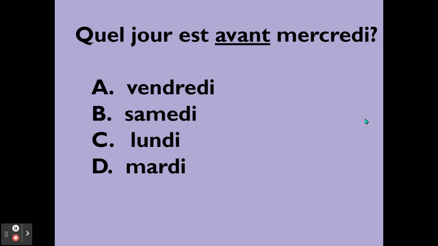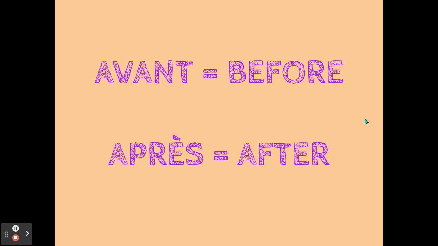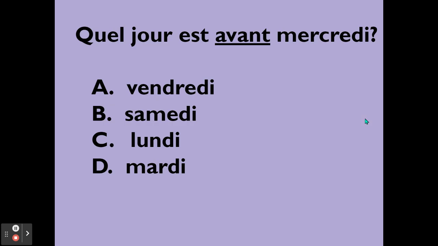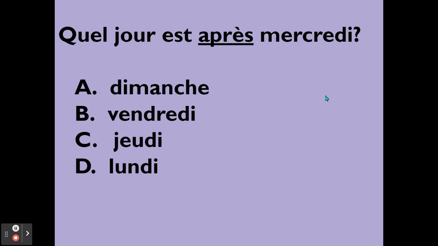Okay? So here's a sample question. Quel jour est avant mercredi? So again, avant equals before, après equals after. So quel jour est avant mercredi? Mardi is before mercredi. So you got to make sure you remember avant is before and après is after. Quel jour est après mercredi? Dimanche, vendredi, jeudi, lundi. And the answer is jeudi.